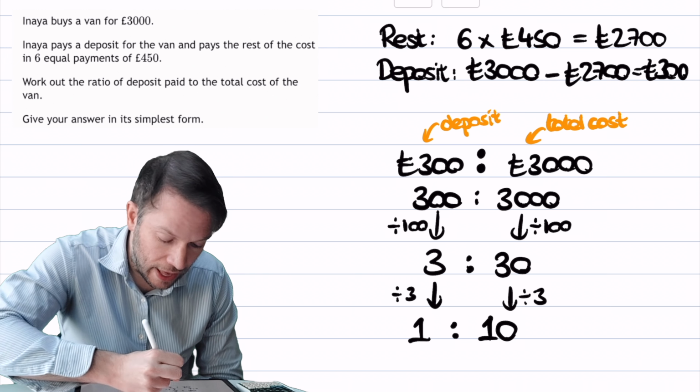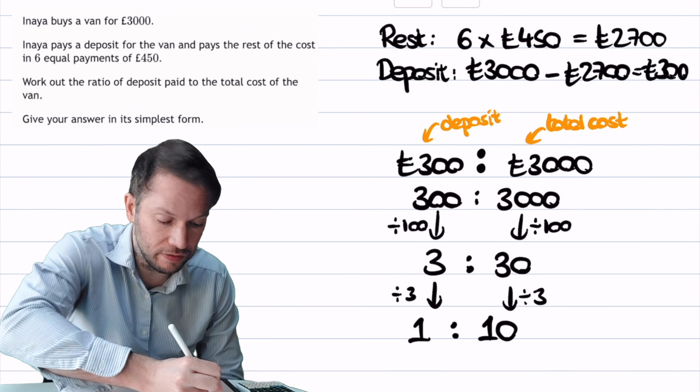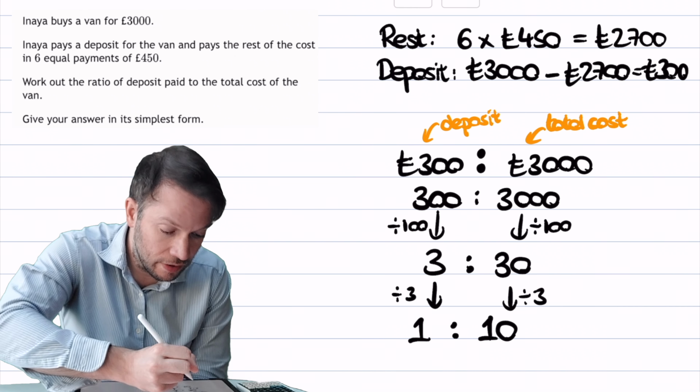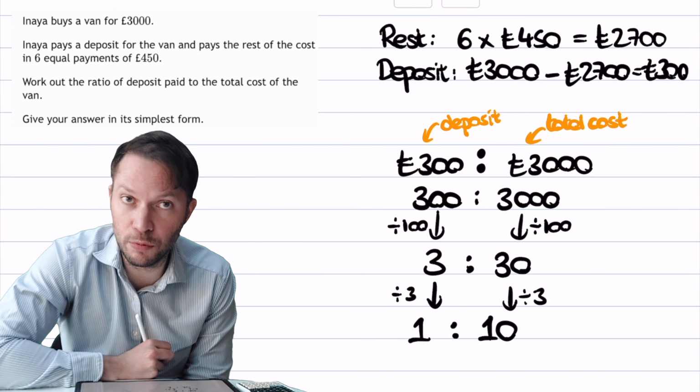And what that means is for every £1 of deposit, we have £10 of total cost. So in other words, the total cost is 10 times bigger than the deposit. That's what that ratio means.